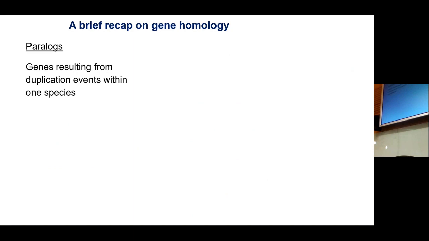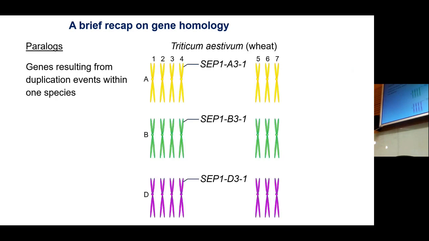And lastly, paralogs are genes that result from gene duplication within a species. So, for example, in wheat, again, these are 3 homologs that exist in the wheat genome. And this gene on the H genome actually duplicated within wheat itself. So it's not present in rye, not in barley, not in rice.